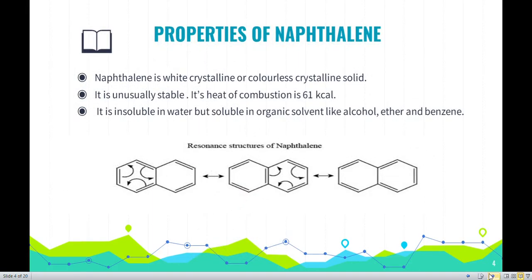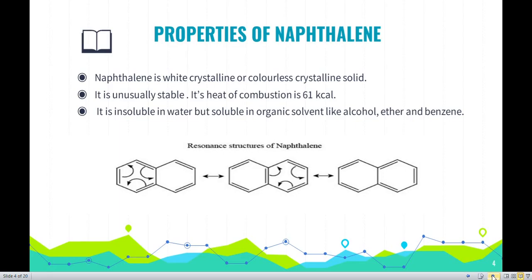Now we will see the properties of naphthalene. Naphthalene is a white crystalline or colorless crystalline solid. It is usually stable. Its heat of combustion is 61 kilocalories. It is insoluble in water but soluble in organic solvents like alcohol, ether and benzene.